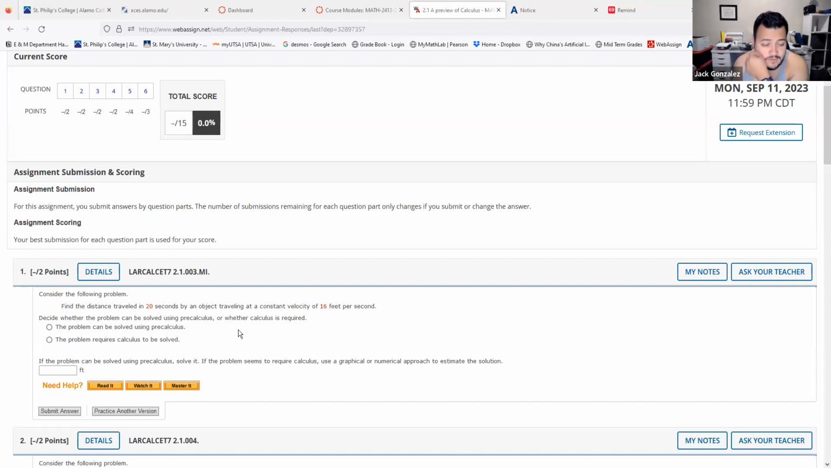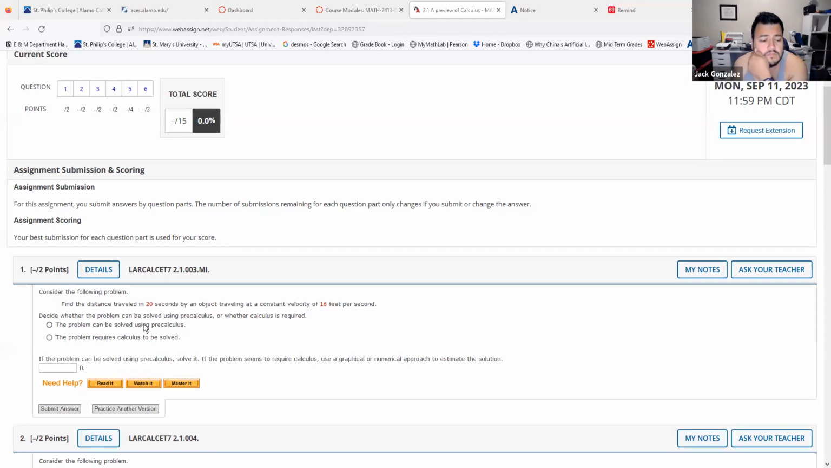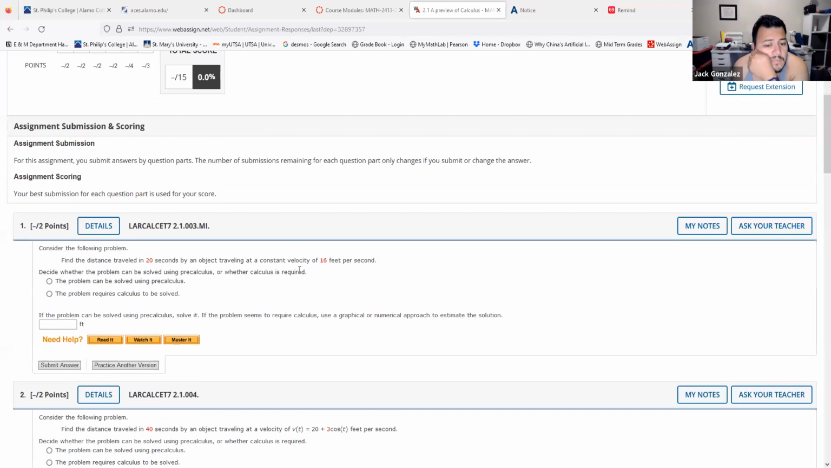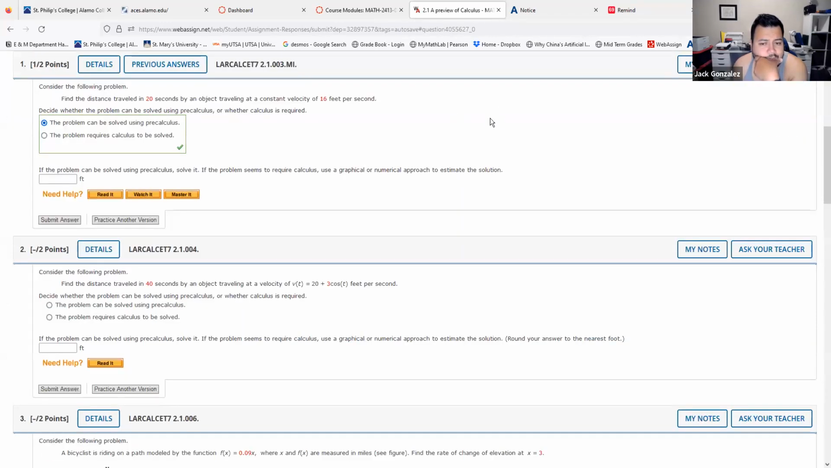Okay, what do you guys think? Could you find the distance traveled, which is basic pre-cal? Or do we need calculus for this? Yeah, I think so too. Looks like it. Now, do you see why though?